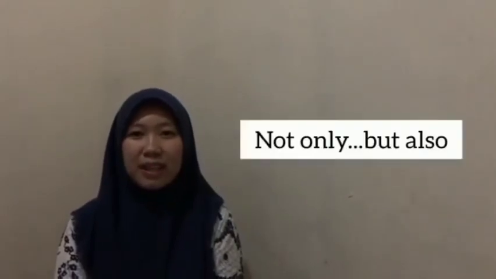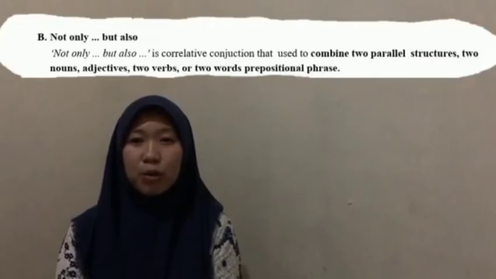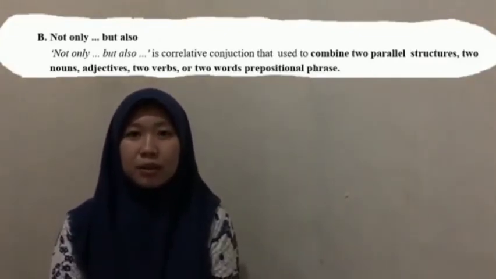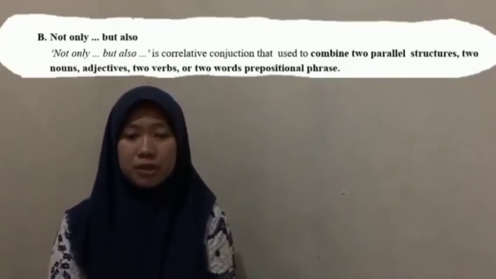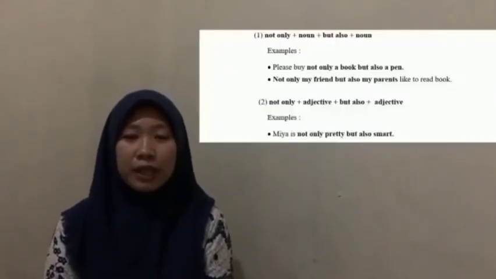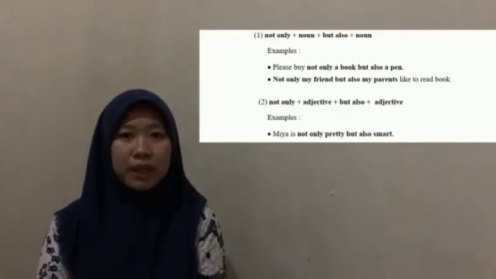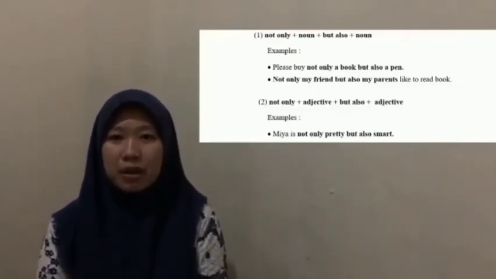Next, not only but also. Not only but also adalah konjungsi korelatif yang digunakan untuk menggabungkan two parallel structures, two nouns, adjectives, two verbs, or two words, prepositional phrases, di mana ada 5 pola. Yang pertama, not only plus noun plus but also plus noun. For example, please buy not only a book but also a pen.